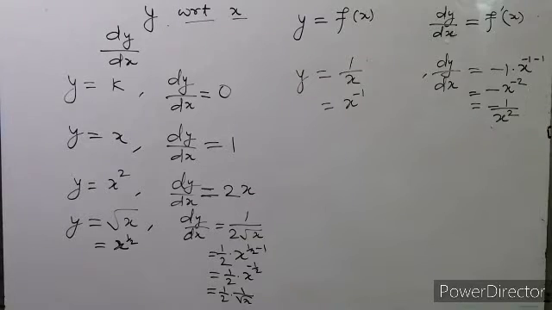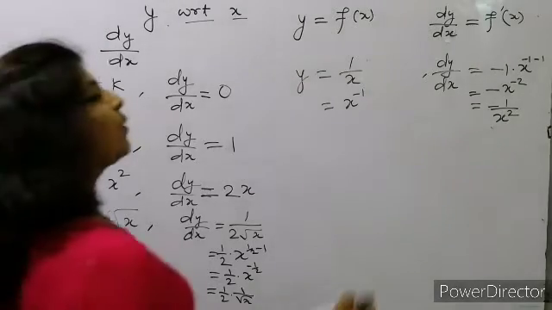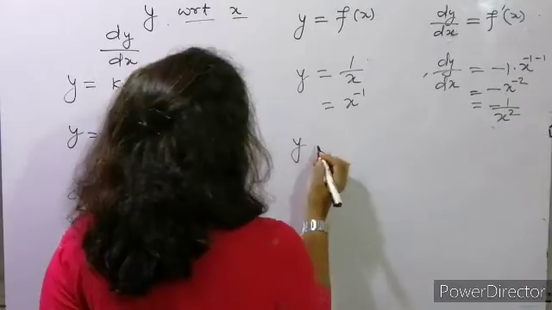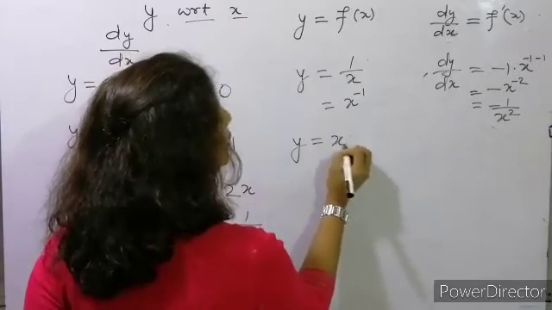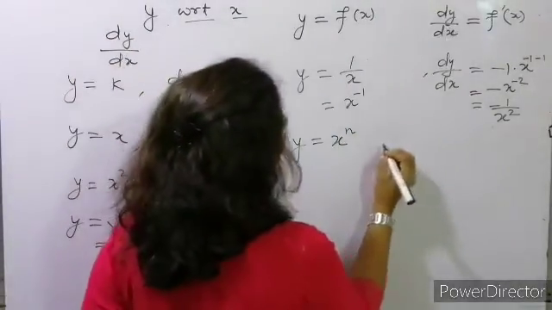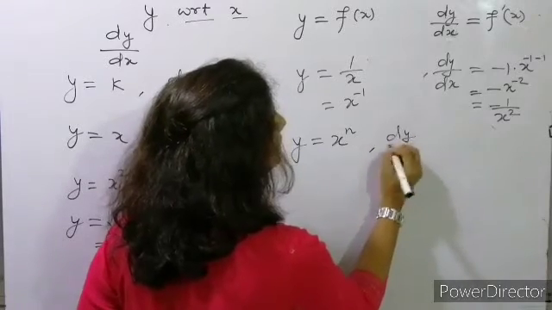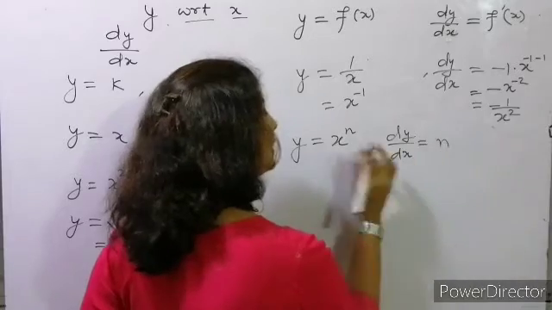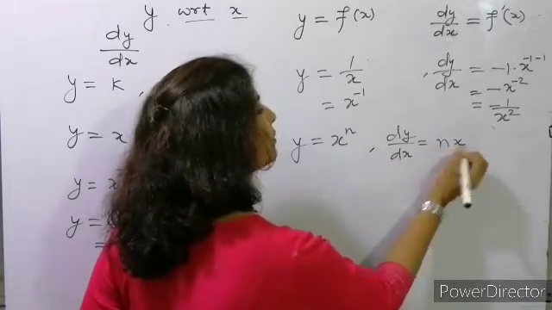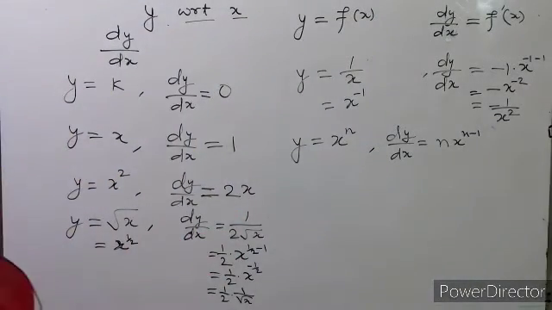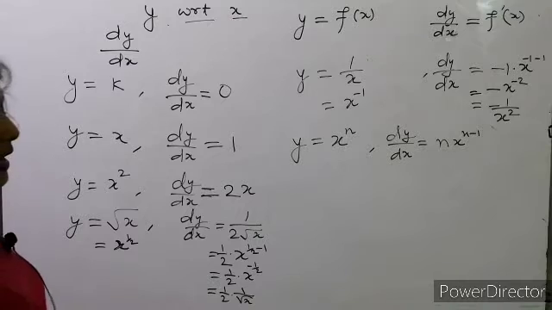The derivative of y with respect to x will be equal to minus 1 upon x squared. If the value of y is equal to x to the power n, then what will be the value of dy by dx? Then dy by dx will be equal to n multiplied by x to the power n minus 1. So this will be the value of dy by dx, the derivative of y with respect to x.